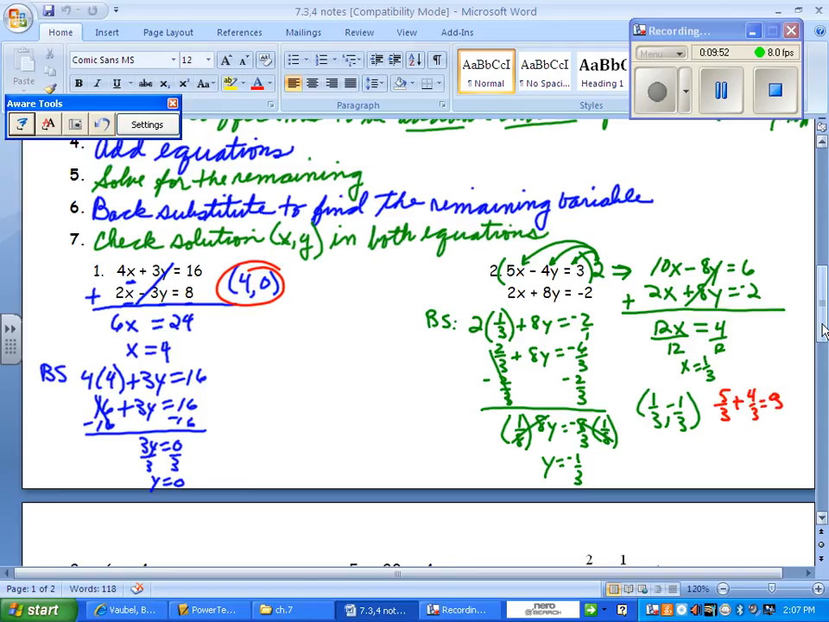Well, 3 is the same thing as 9/3, so yes. Plug it into the bottom one. I have 2 times a 1/3 is going to give me 2/3. Minus 8 times a 1/3 is going to give me, it's plus 8 times a negative 1/3 gives me a negative 8/3. Does that give me a negative 2? Well, negative 2 is the same thing as negative 6/3. So this is correct. 2/3 minus 8/3 does give me negative 6/3, which is the same thing as a negative 2. So that's a check, and that's circled.